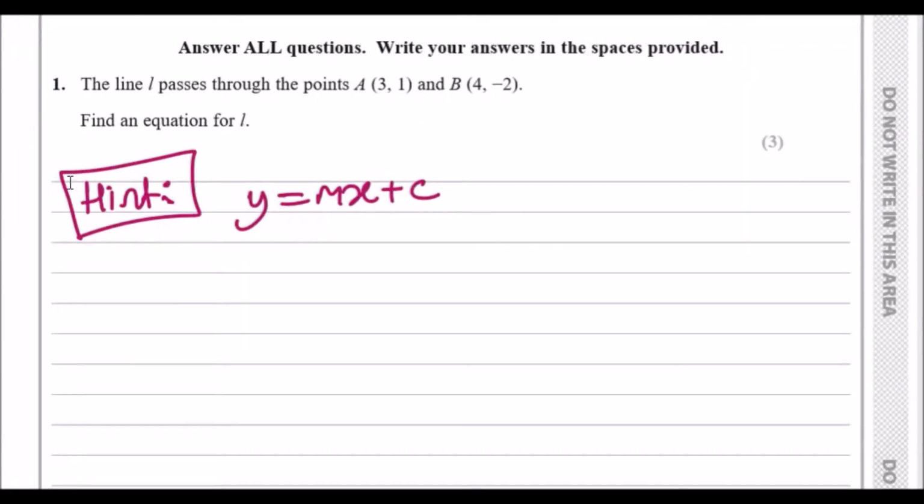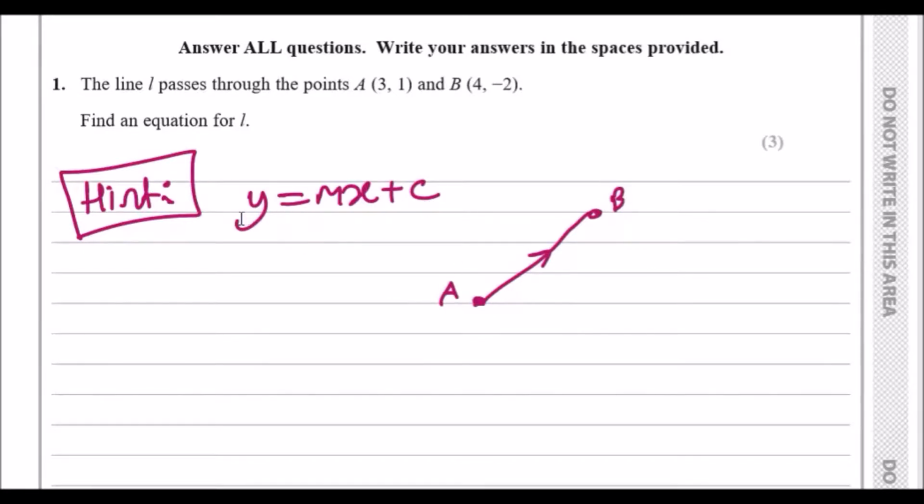So number 1. The line L passes through the points A and B with given coordinates. Find an equation for the line L. Okay, so I put a nice little hint there which says y equals mx plus c. Now, when you have a straight line equation cutting through 2 points, always visualize the 2 points, like A and B, and then just draw a line connecting them. That's how I do it. And I always think, this is a straight line because it's meant to be a line.